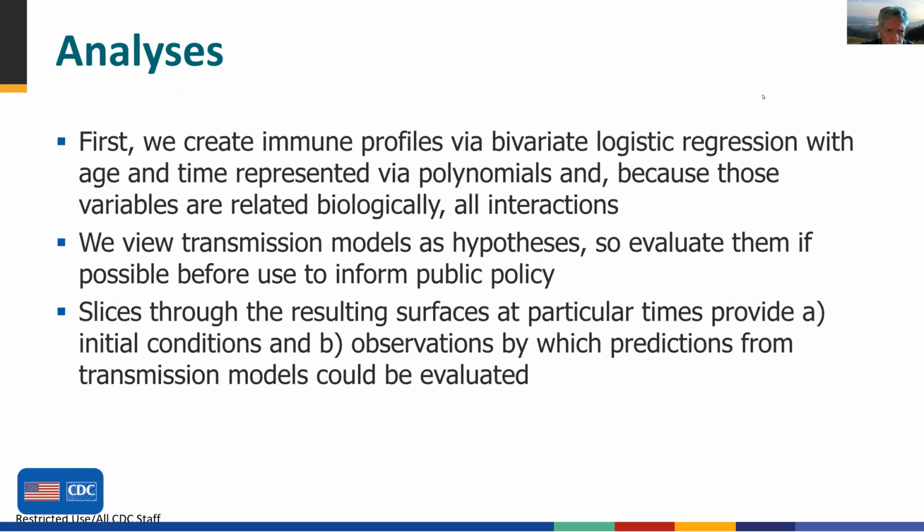So the first thing we do is we create immune profiles by logistic regression with age and time represented via polynomials. And because those variables are related biologically, all interactions. So these are saturated models. We view transmission models as hypotheses, so evaluate them if possible, which it always isn't, before use to inform public policy. And so slices through the resulting surfaces at particular times provide initial conditions for simulations and observations by which predictions could be evaluated.